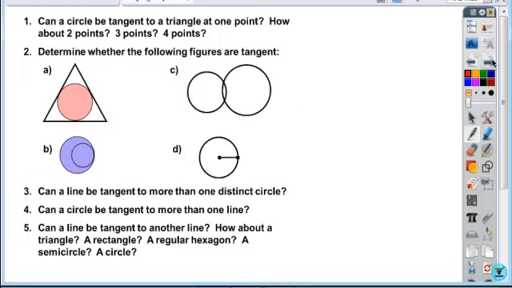These questions are contained on a PDF, so you don't have to write them all down. If you look on that middle content section for Chapter 4, the 4.4 PDF notes will have these pages. So let's look at these questions and go through them together. Can a circle be tangent to a triangle at one point? Is that possible?